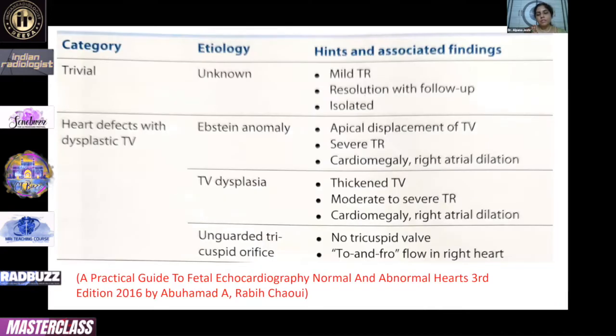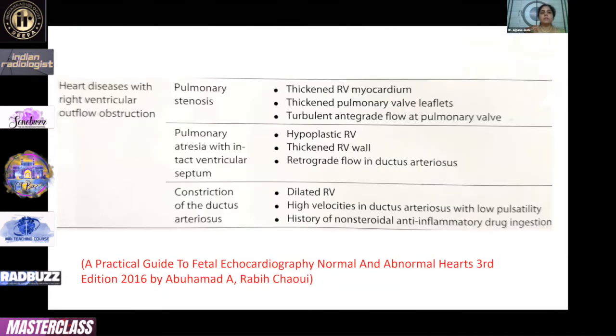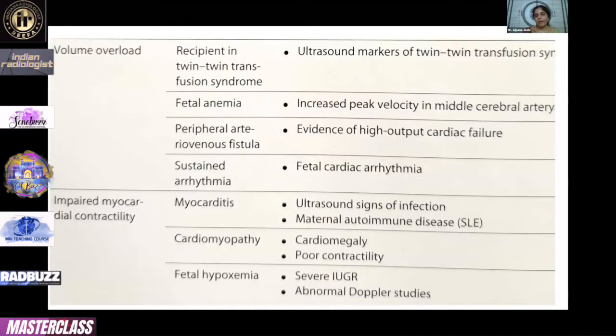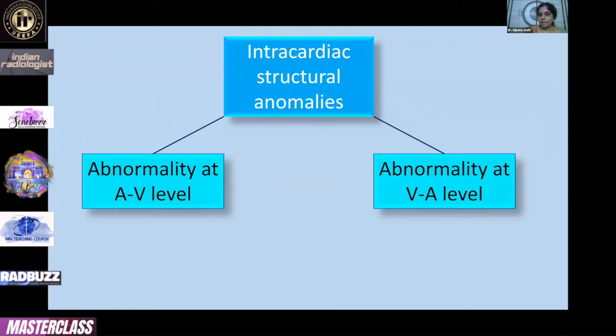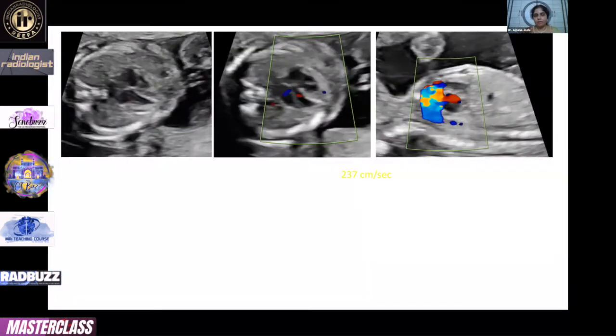And those who are interested can go through Ravi Shavi's book, where he has given a lot of causes for tricuspid regurgitation, from trivial causes to the ones associated with cardiac defects, to the ones with right ventricular outflow obstruction, and then volume overload and myocardial contractility problems like cardiomyopathies and things like that. So we have covered almost all of these intracardiac structural abnormalities at the tricuspid valve level. So we will see some of them at the pulmonary valve or pulmonary arterial level.